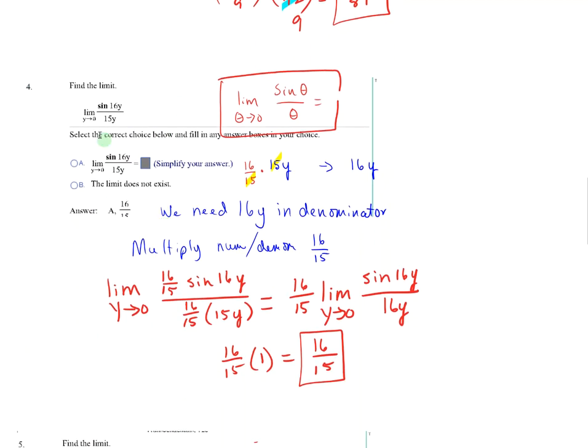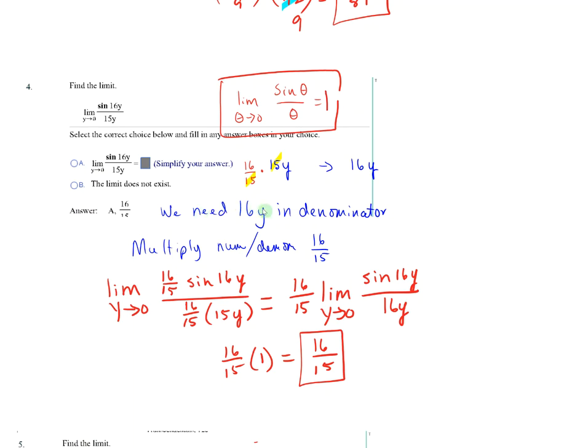Number 4, find the limit as y approaches 0 of sine 16y over 15y. And I wrote the rule that we need to keep in mind. Limit as theta approaches 0 of sine theta over theta equals 1. And I don't know where the 1 went. Let's put that there. Okay.